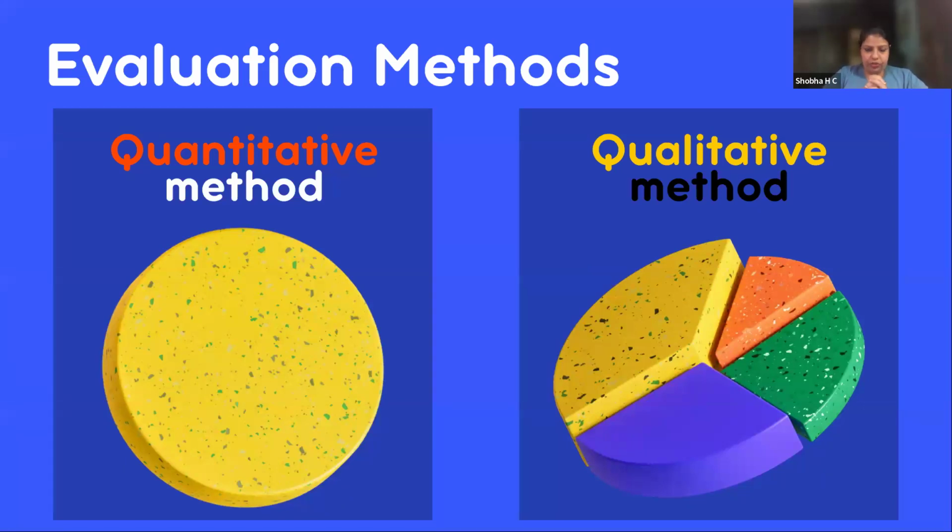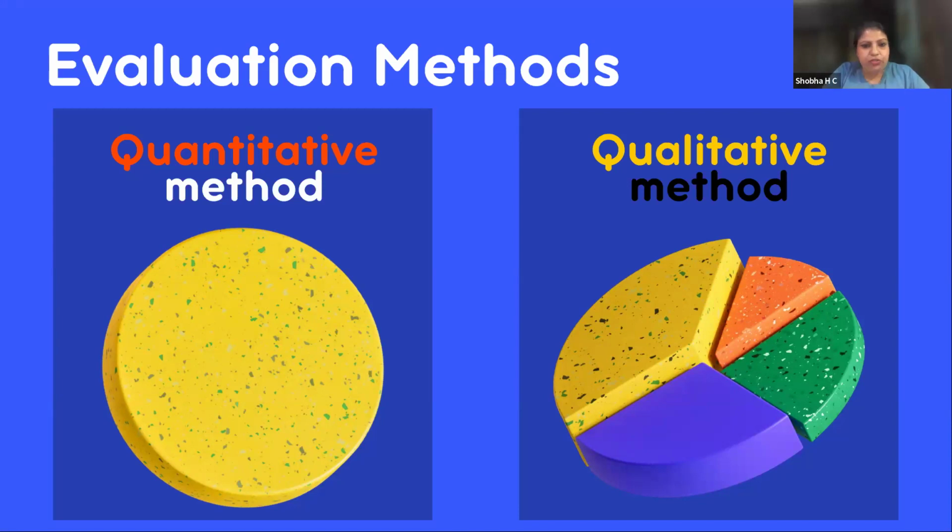The evaluation methods have been categorized into quantitative methods and qualitative methods. Would anybody like to share their thoughts on what quantitative methods are or what qualitative methods are? Quantitative is again numerical or statistics based, and the qualitative means about the good thing or the bad thing, or the adjectives we are using. So quantitative measure is a measure of quantity, and qualitative is a qualitative measure. Okay, perfect. So you are right.